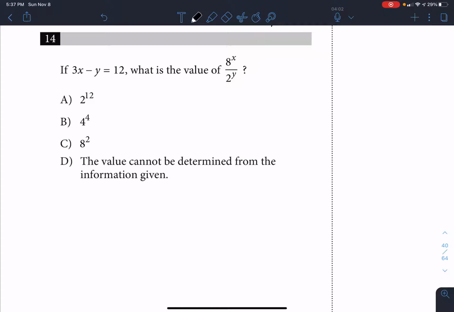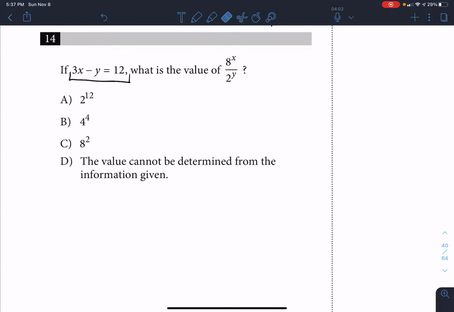Okay, so this one's kind of hard. I can see two ways of doing this. One is a lot easier, another one's a lot more difficult. Let's do the easier way first. So note that we are given this equation. If this is true, what is the value of 8 to the x over 2 to the y?